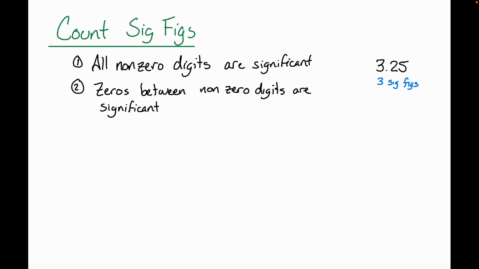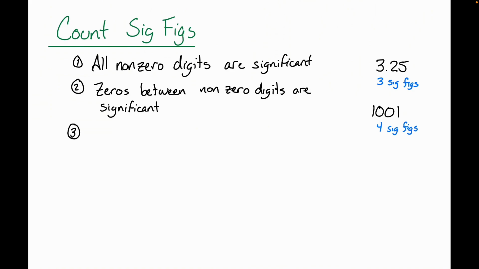Okay, so if we see a 0 in our number, but it's sandwiched between two digits that aren't a 0, we're going to count it. So for example, 1001, those two zeros are sandwiched between those two ones, so I get to count all 4 of those digits as significant. So this number here would have 4 sig figs.